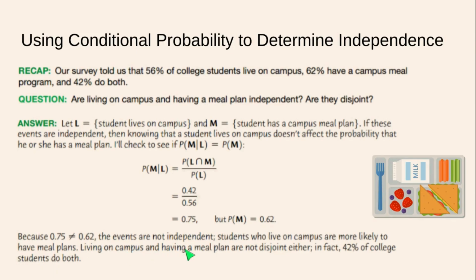Living on campus and having a meal plan are not disjoint either, and one number will do that for you. This word both destroys the possibility of disjointness from these two variables, living on campus and having a meal plan. If both can happen, the events are not disjoint, and that apparently happens nearly half the time. So these events are very, very far from disjoint as well.